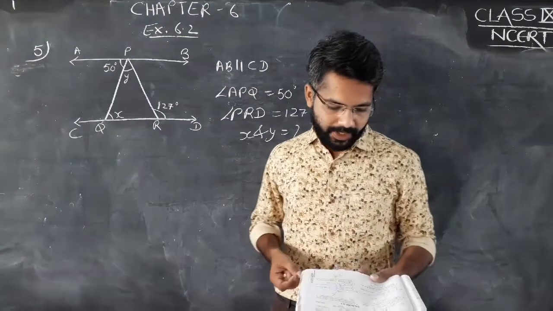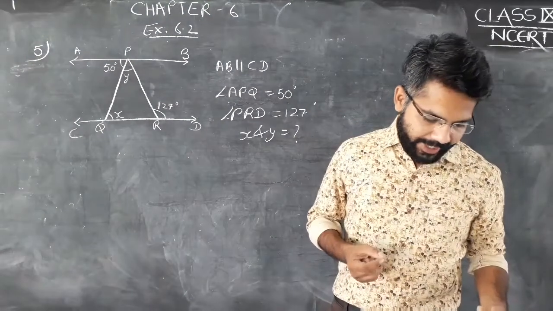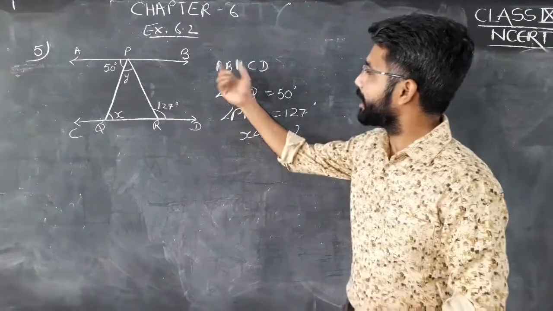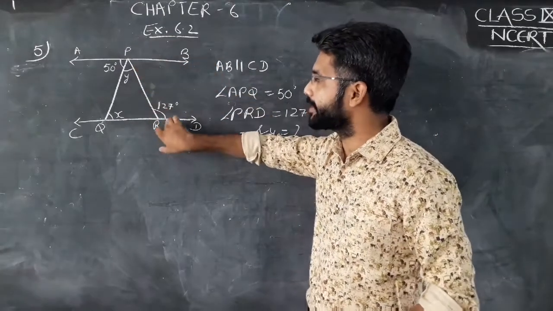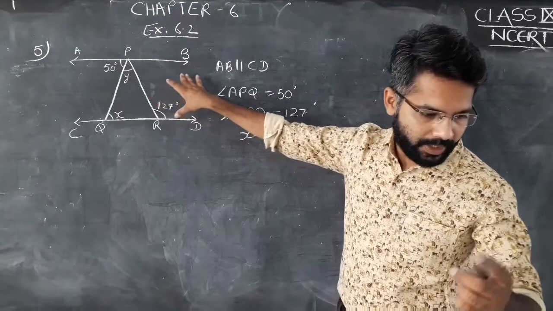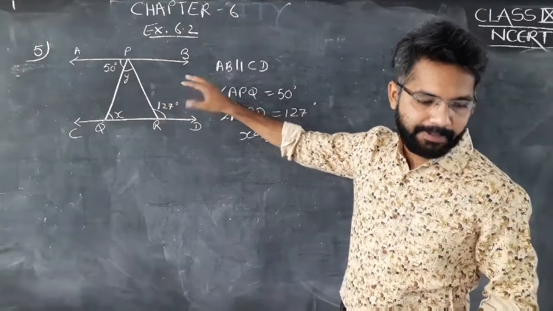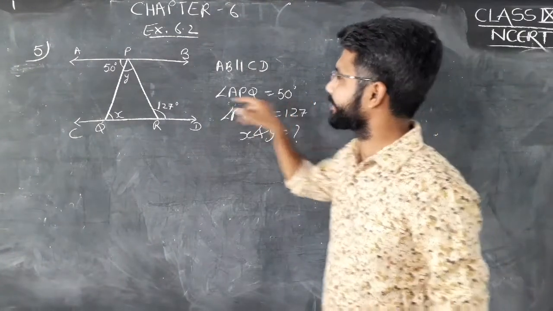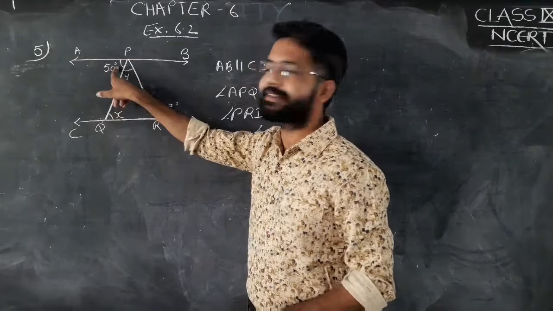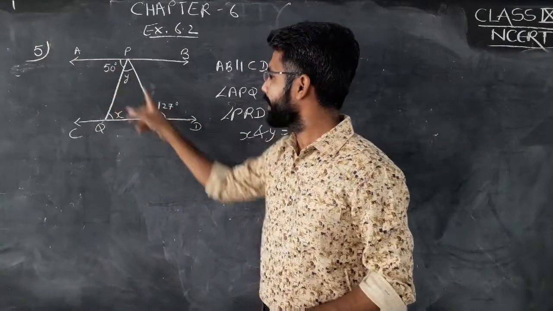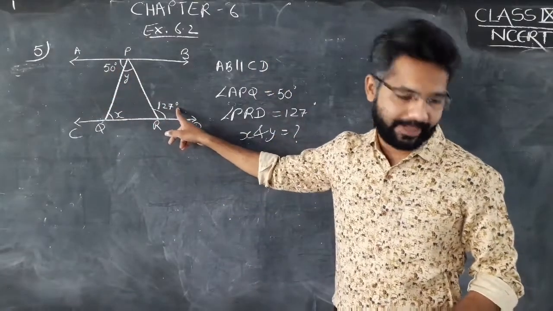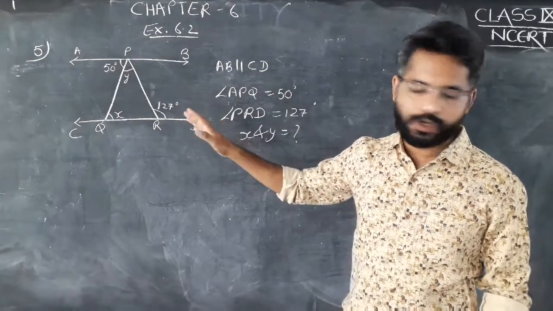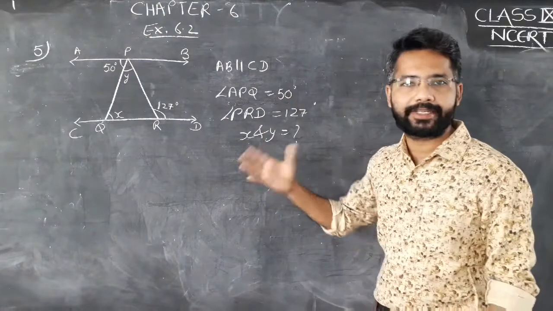Question number 6 is, in the given figure, if AB is parallel to CD, angle APQ is equal to 50 degrees. AB and CD are both parallel. This is given. Second, they have given that angle APQ is 50 degrees and angle PRD is 127 degrees. Further they have told us to find the value of x and y.